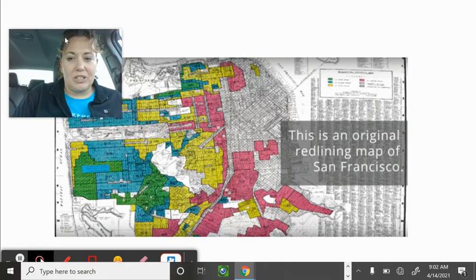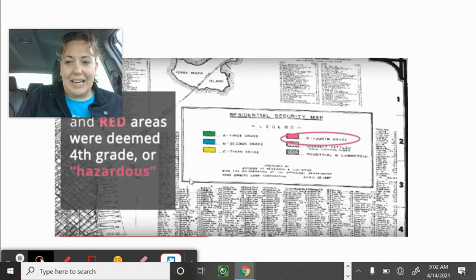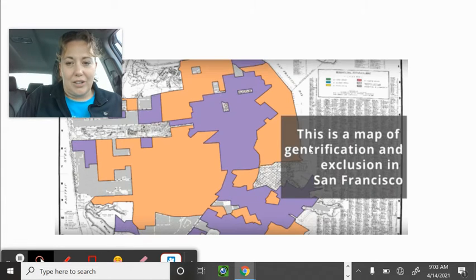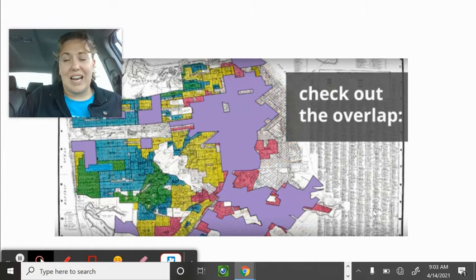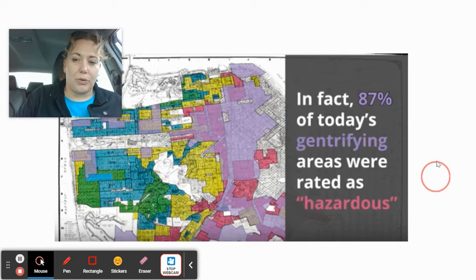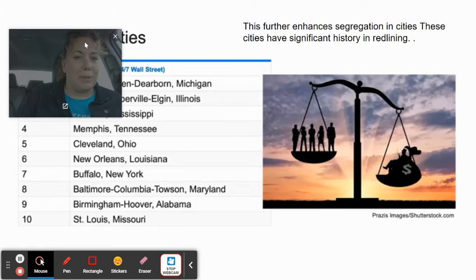Okay. San Francisco's history of redlining. And again, you guys can go through here and just see how this city has been divided up. And it was very deliberate. This was not accidental. It was like they knew what they were doing by keeping out certain groups of people.